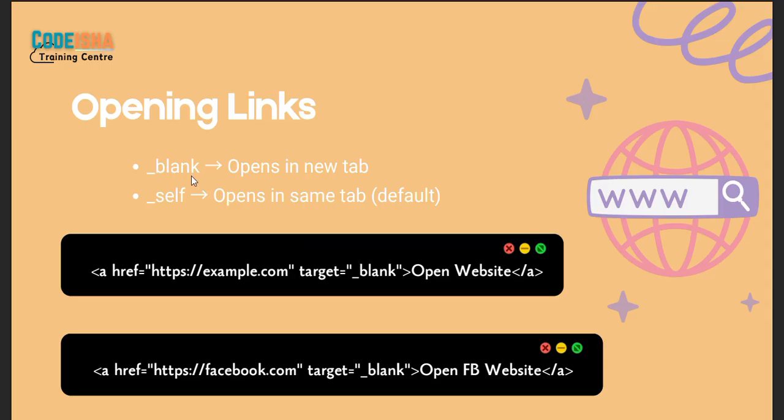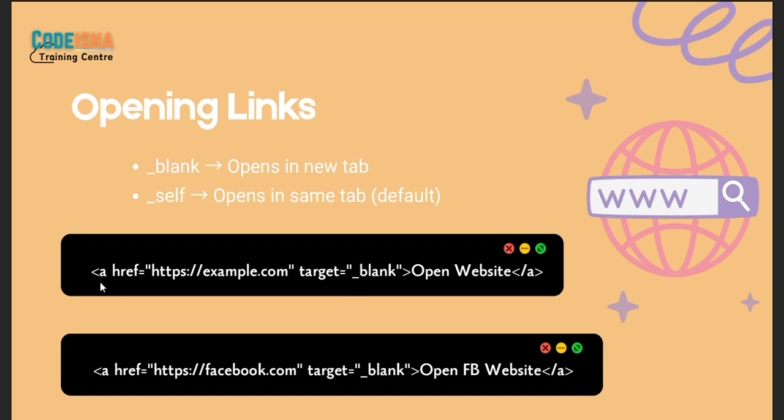So when we add underscore blank as the target value, it will open that link in a new tab. Okay, and we can also add target equal to underscore self. So it opens the same tab, nothing but the default or parent tab. Okay, so here is the simple syntax for that.